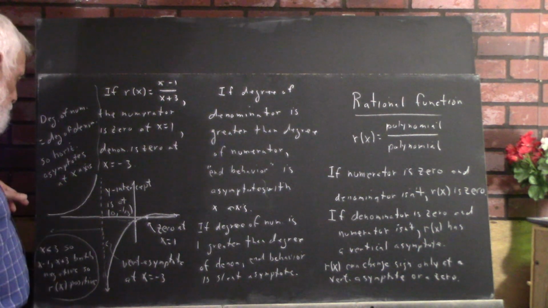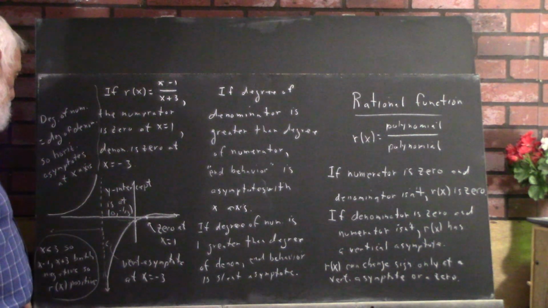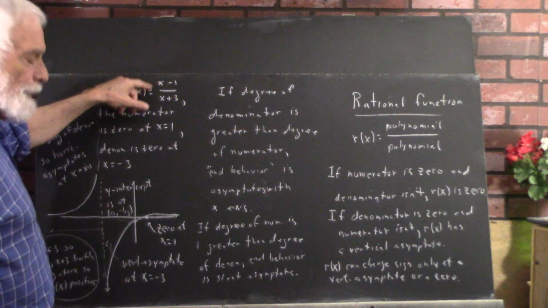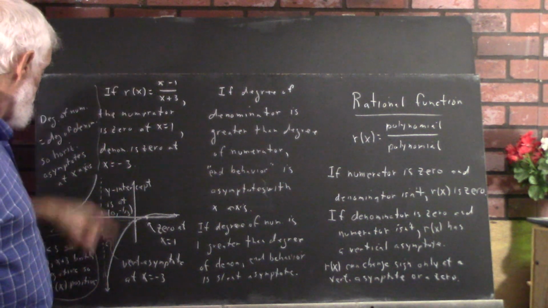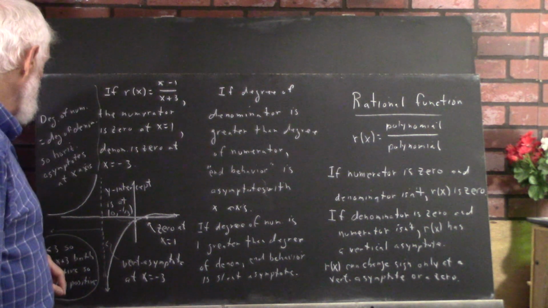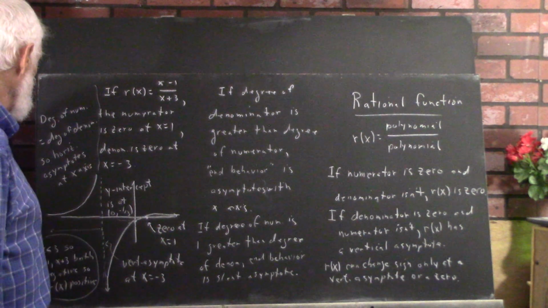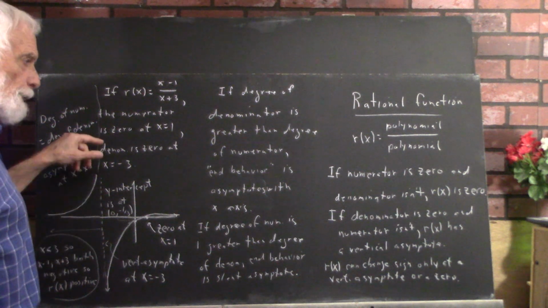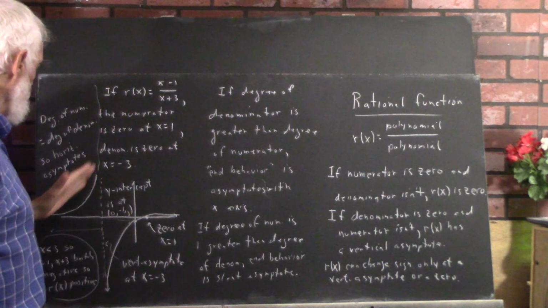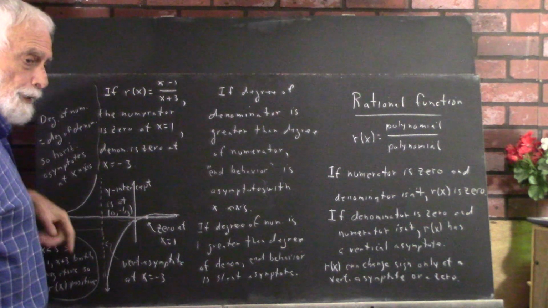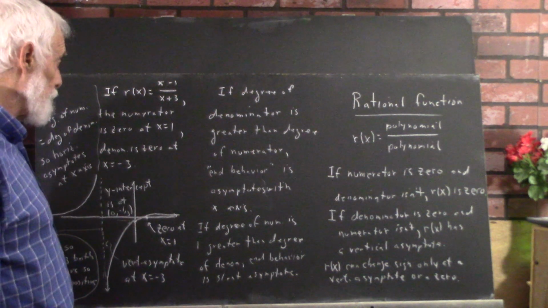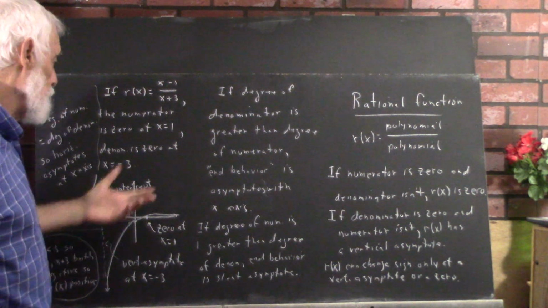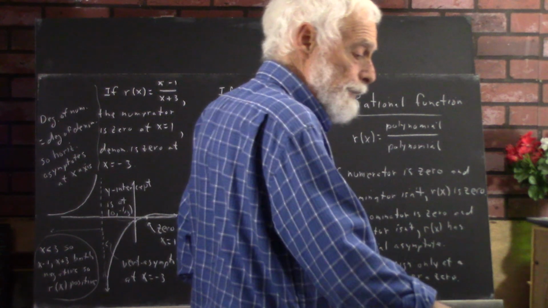On this side, x is less than negative 3, so x minus 1 and x plus 3 are both negative, so that r of x is positive. So you're going to stay above the x-axis, but you've got a horizontal asymptote here and a vertical asymptote here, which gives you pretty boring behavior. It's just going to do this, pretty much like a reciprocal function, the 1 over x function. So there it is. Okay, that's that example.